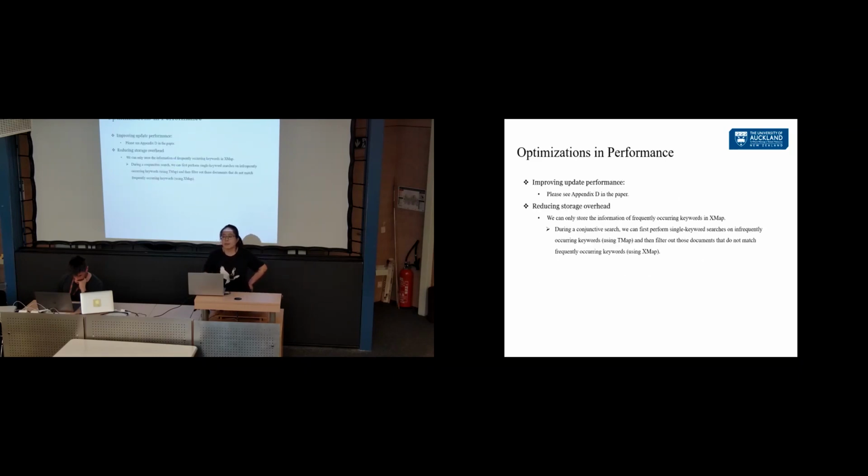Also, there are methods that can optimize the update performance and storage overhead. For improving update performance, if you are interested, you can see our appendix. And to reduce storage overhead, we can only store the information about frequently occurring keywords in the X-map. Then in a conjunctive search, we can first perform single keyword searches on infrequently occurring keywords with the T-map, and then filter out the documents that do not match frequently occurring keywords with the X-map.